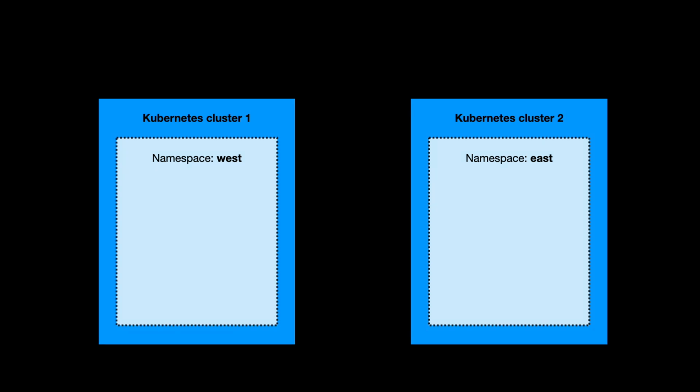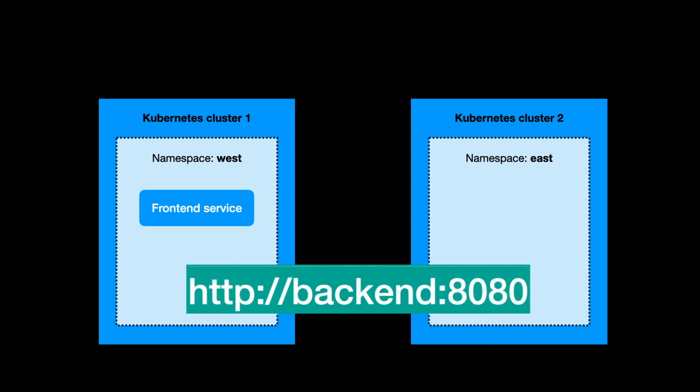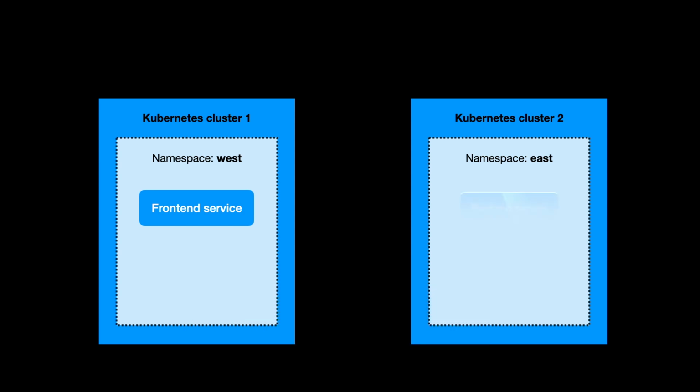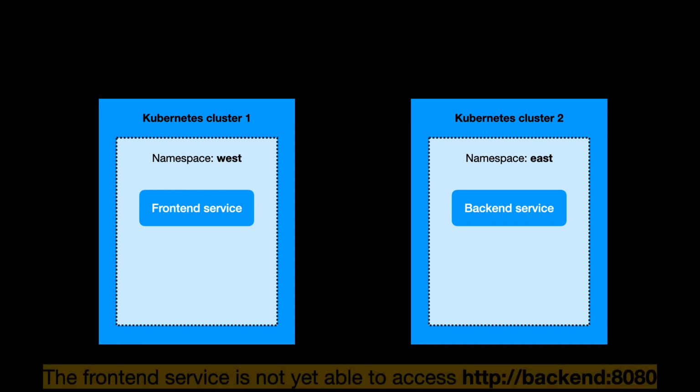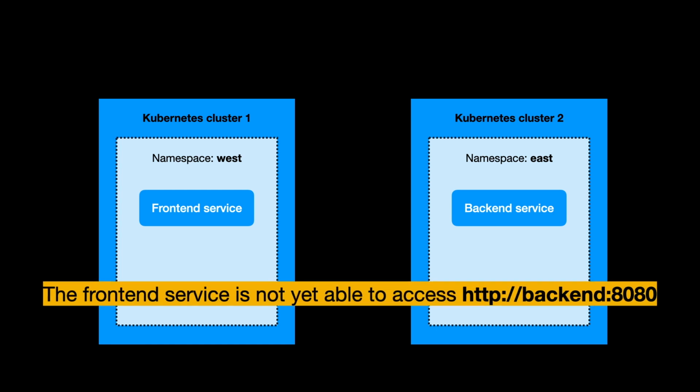In the West namespace, we will deploy an application named Frontend, which depends upon a REST API that is expected to run at the hostname backend and listen on port 8080. In the East namespace, we are going to deploy the backend application. Supposing that the frontend application is running and we try to access it at this point, then we are going to see an error as the backend application is not responding at the expected URL.